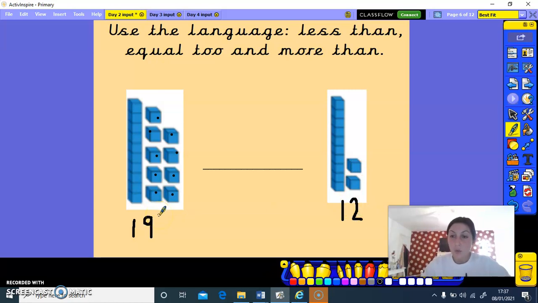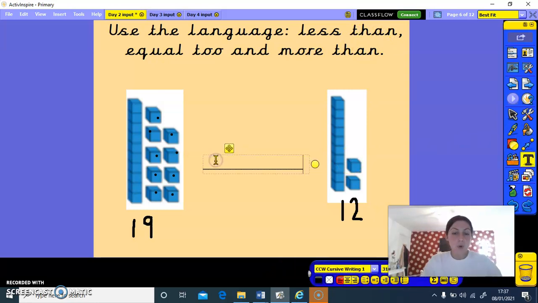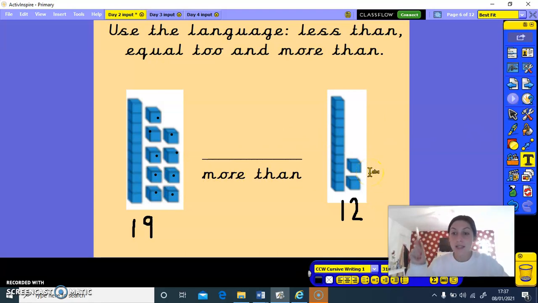Which word then will I need to put on my line? 19 is less than 12, equal to 12, or more than 12. Yes, I would need more than, because 19 is bigger than 12, isn't it? More than. And I would have done that on the line, but it hasn't let me. So 19 is more than 12 because it is bigger. It is the greatest number out of them both.